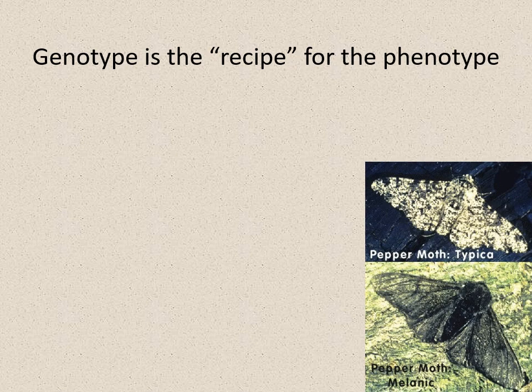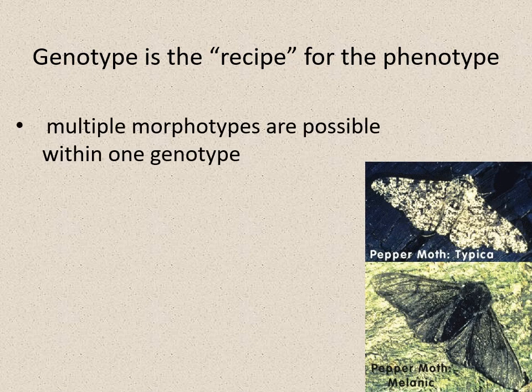Now let's talk a bit about the difference between genotype and phenotype. Okay. Genotype is your genetic blueprint. The phenotype is the expression. So one way of thinking of this would be that the genotype is the recipe for the phenotype. And to give an example of the relationship between these, let's look at the peppered moth. So you can have multiple morphotypes with one genotype.